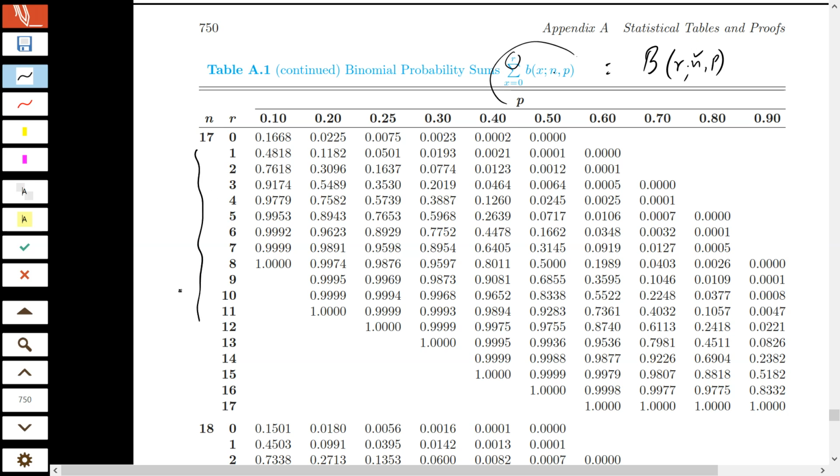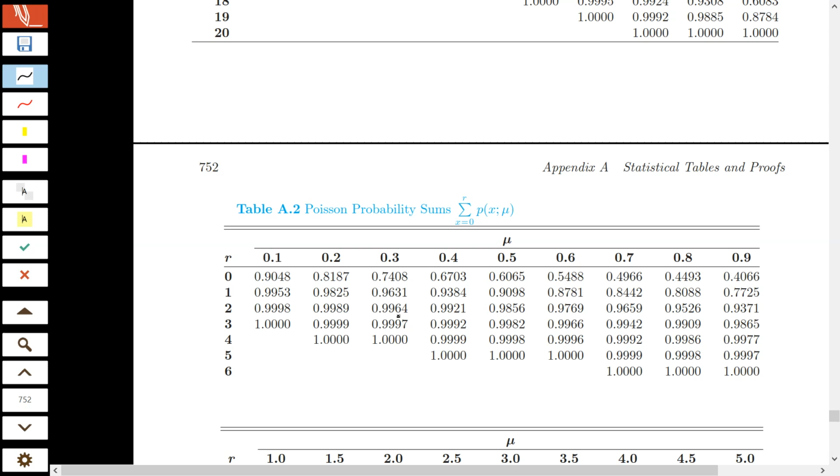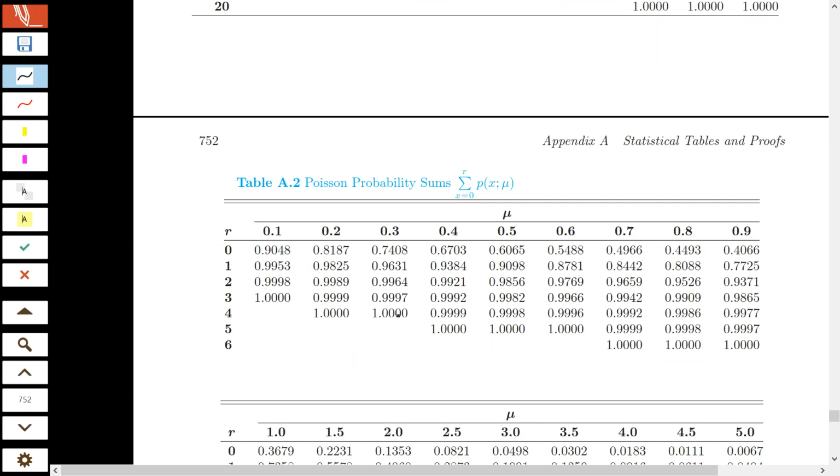n was giving us the block, small p was giving us the column, right? And this small r was the correct row. So now we need to see how the Poisson table is arranged. Yeah, table A.2. So this is now our CDF. The CDF P, that small r appears as the first input, and after the semicolon we are using mu.